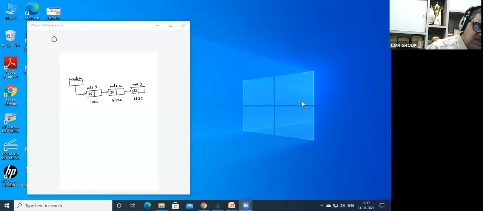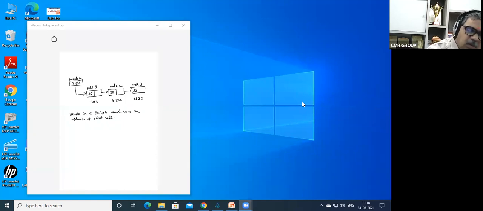Now what is the header? The header is the one which stores the address of the first node. The header is a pointer which stores the address of the first node. What is the address of the first node here? It is 3182. So it stores 3182.